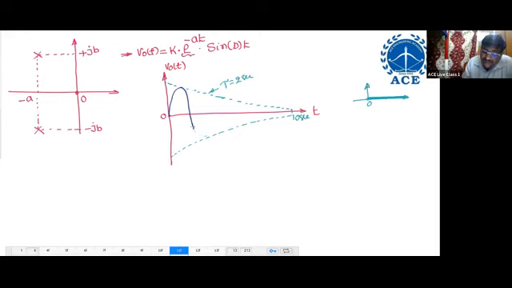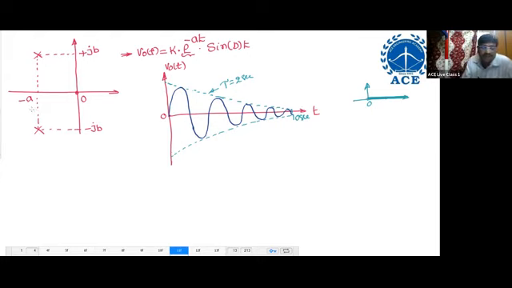In between make it oscillations. That's all.